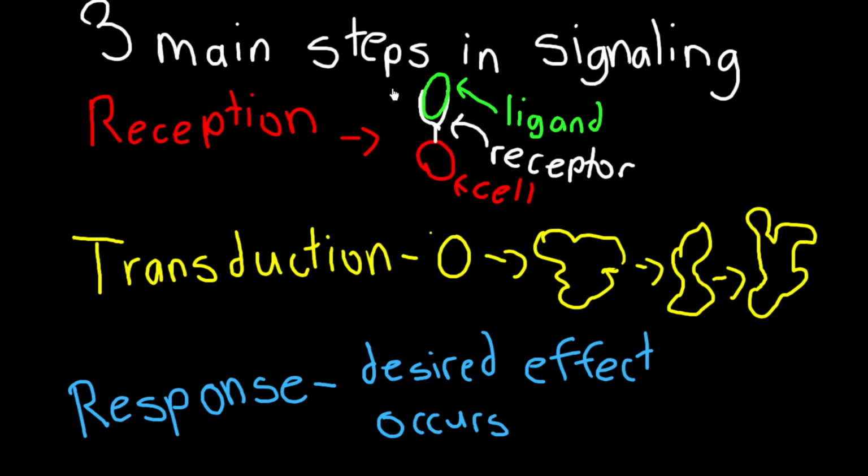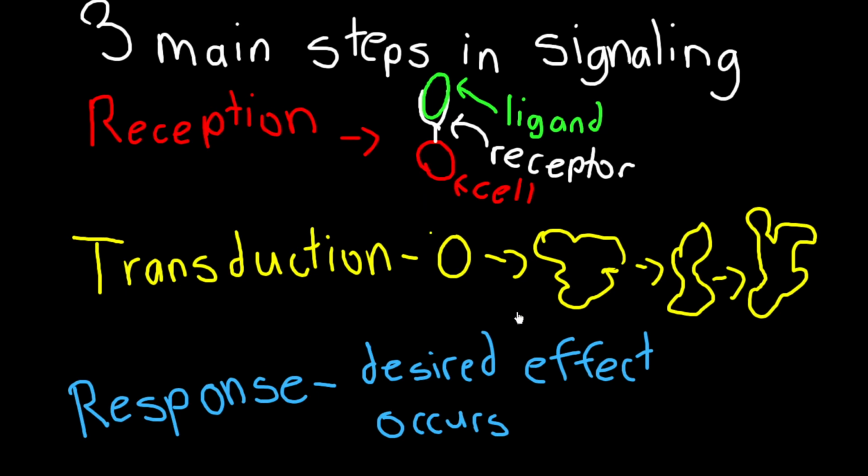And so there's three main steps to cell signaling. The first step is reception. What reception is, it's basically a receptor on the cell, and what happens is a ligand, or a signaling molecule, binds to the receptor on the cell, which initiates the signal transduction pathway, which is what the pathway of cell signaling is called.